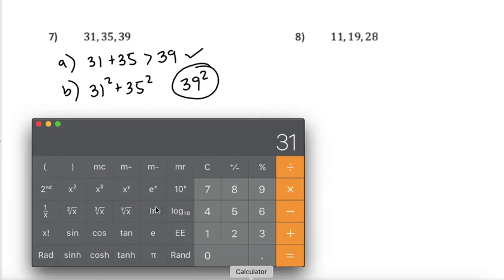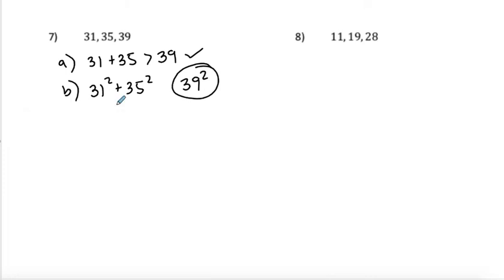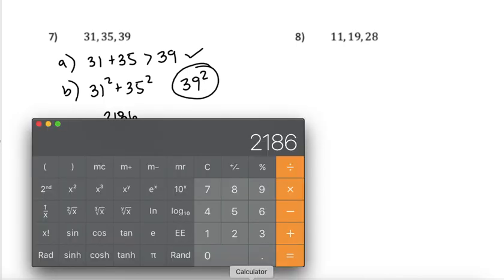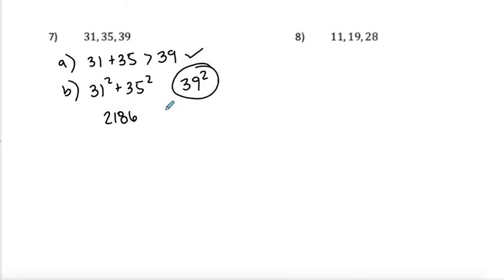On my calculator, 31 squared plus 35 squared, since they're on the same side there, 2,186. And 39 squared is 1,521. Okay, so looking at this one, it's not equal. In fact, C was too small to make it a right triangle. So because it's too small, that tells us this is an acute triangle.